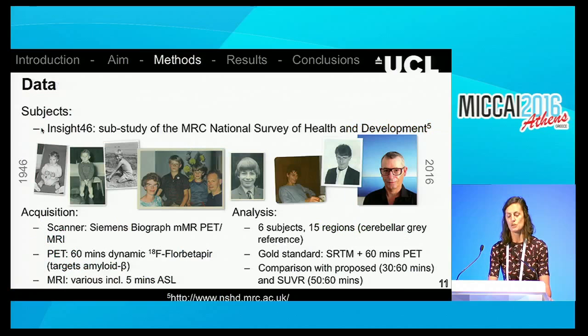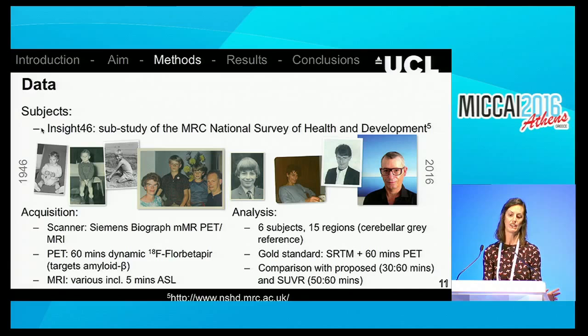So the data that we applied this to comes from the Insight 46 study, which is a unique cohort of subjects who were all born within the same month in 1946 and have been studied throughout their lives. At this point, now around their 70th birthday, they're undergoing neuroimaging to look at the incidence of early stages of Alzheimer's disease within an apparently healthy population.